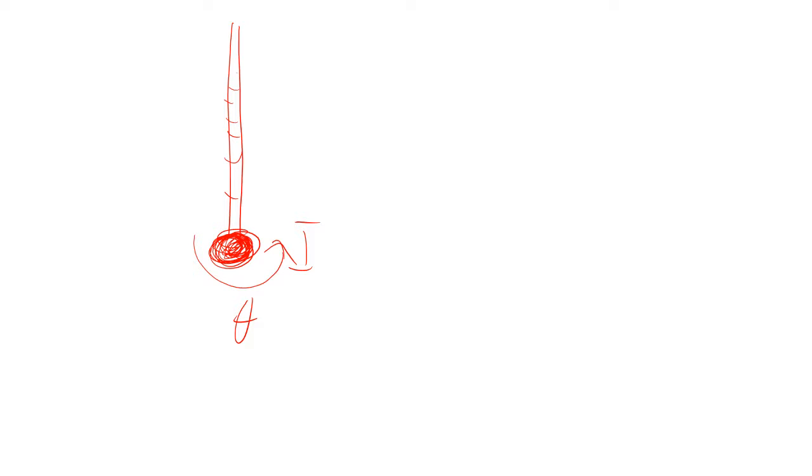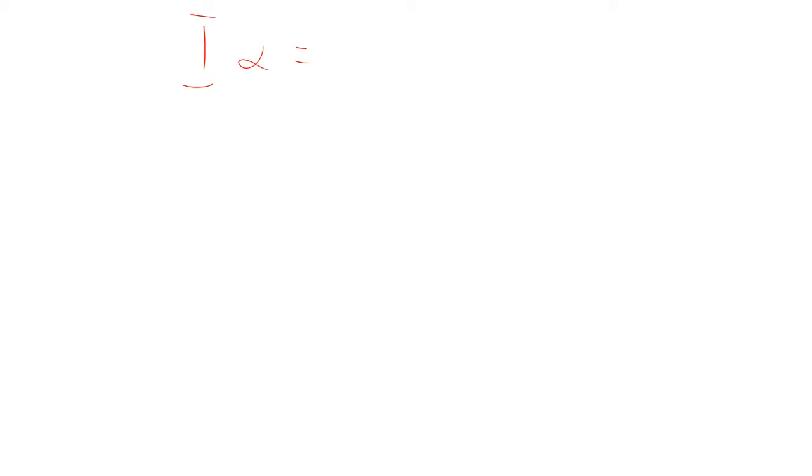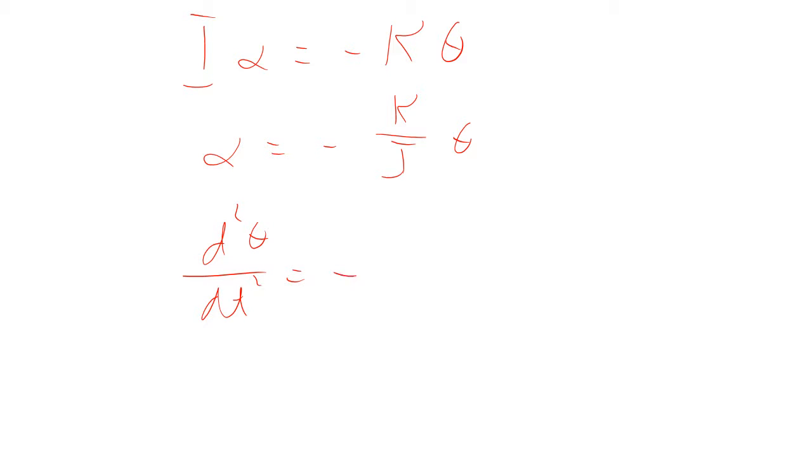And, well, that's going to be shear, just like before, and so the torque is going to be linear with respect to the amount of twist, and so it's going to be minus kappa, lowercase Greek kappa, times theta. Okay, well, we also know that torque equals I alpha, so we could then say that I alpha equals minus kappa theta. So alpha equals minus kappa over I theta. And so the second derivative of theta with respect to time equals minus kappa over I times theta.